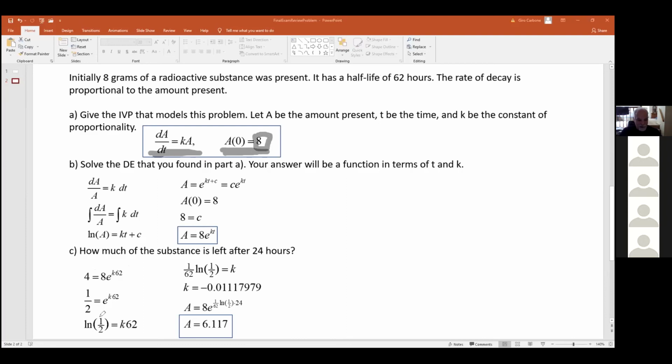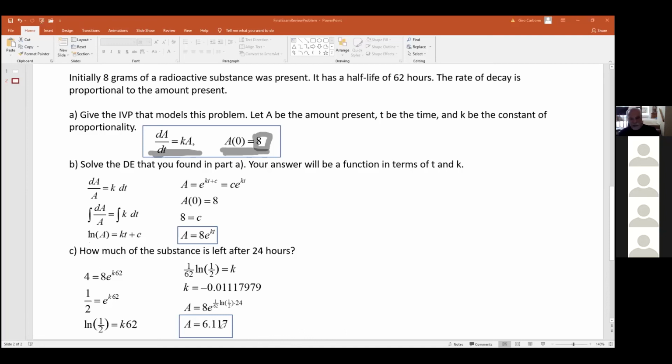So we solve this for K, and we get K is equal to minus 0.01117, okay, whatever. You can also just write K like this. I can leave it like this and put it into the equation. And then once I solve for K, how much substance is left at 24 hours? Well, I just put 24 hours in here, and that's my answer.